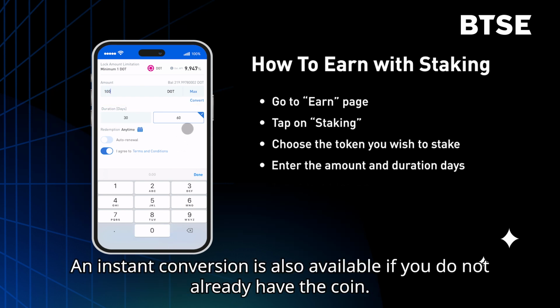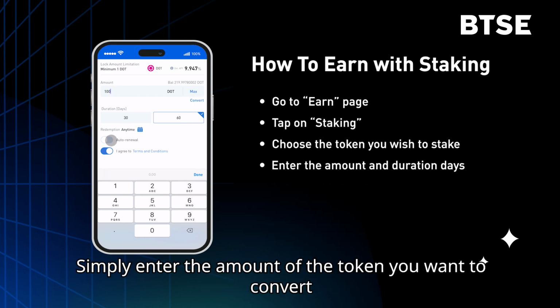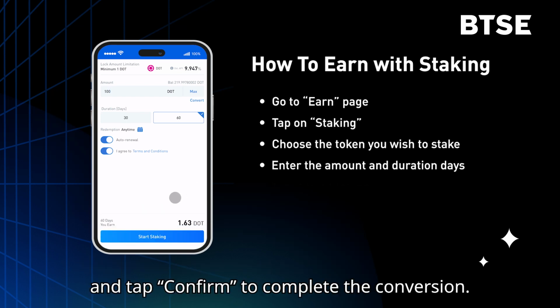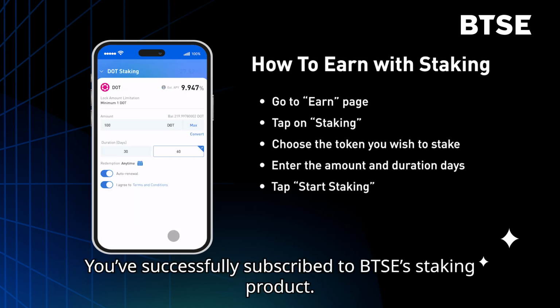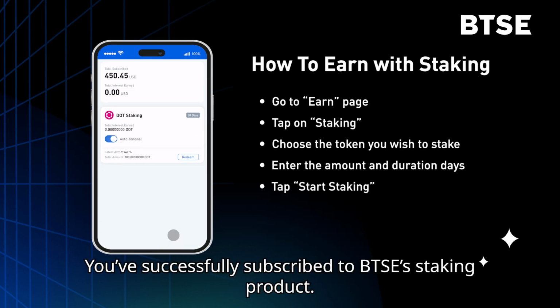An instant conversion is also available if you do not already have the coin. Simply enter the amount of the token you want to convert and tap Confirm to complete the conversion. Tap Start Staking. That's it. You've successfully subscribed to BTSE's staking product.